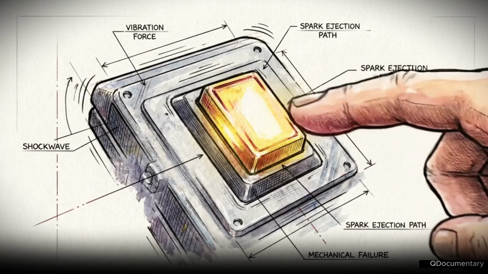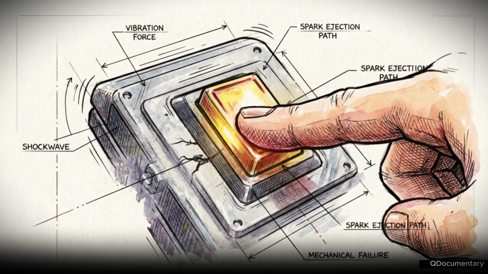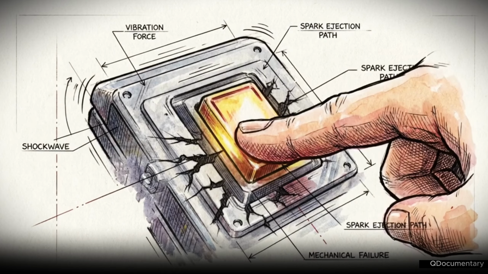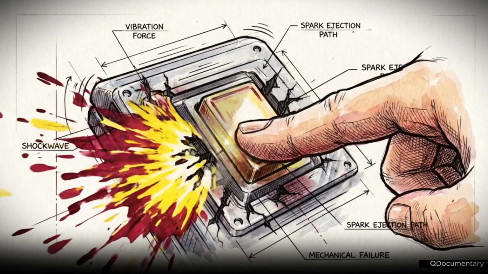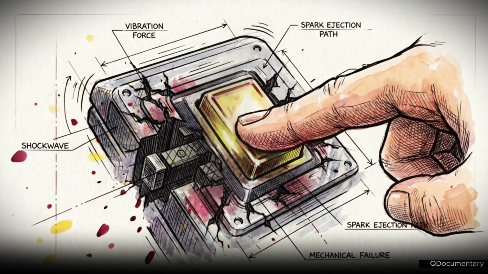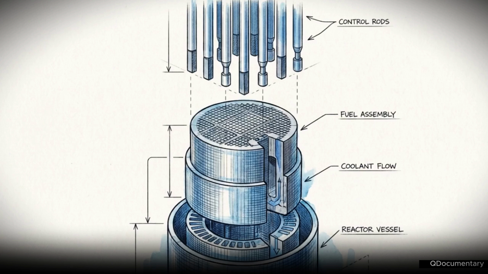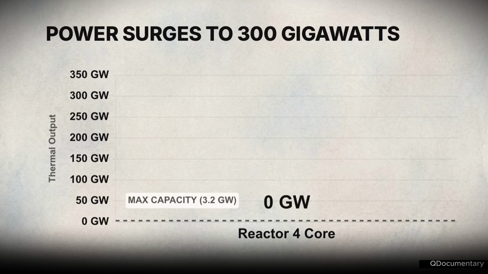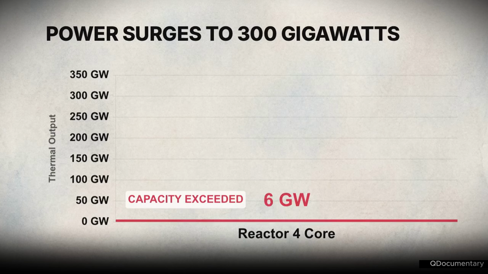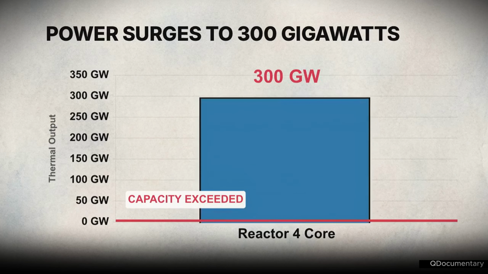At 1:23:40 a.m. on April 26, 1986, operators at the Chernobyl Nuclear Power Plant pressed the EPS-5 button. It was a standard command for an emergency shutdown, meant to stabilize the reactor during a routine safety test. While designed to drop control rods and halt the reaction, the mechanism had the opposite effect. Within seconds, the power output surged to an estimated 300 gigawatts, far exceeding the reactor's physical limits.